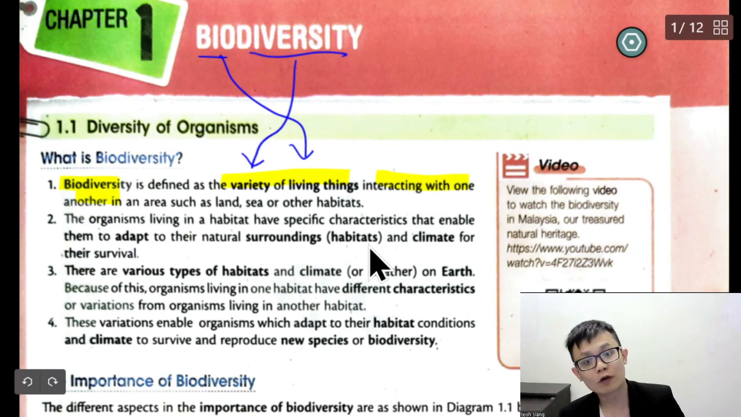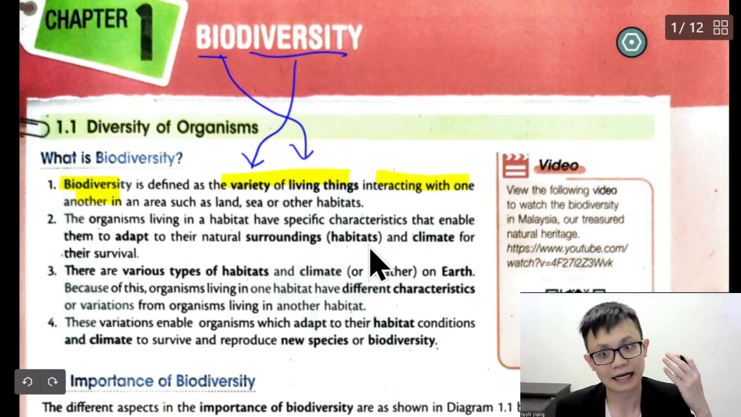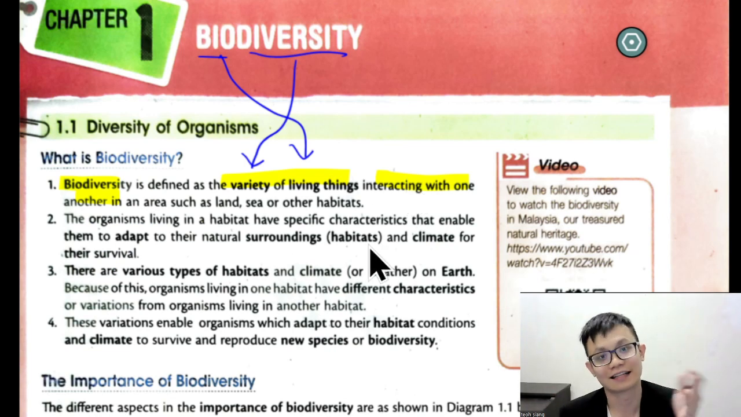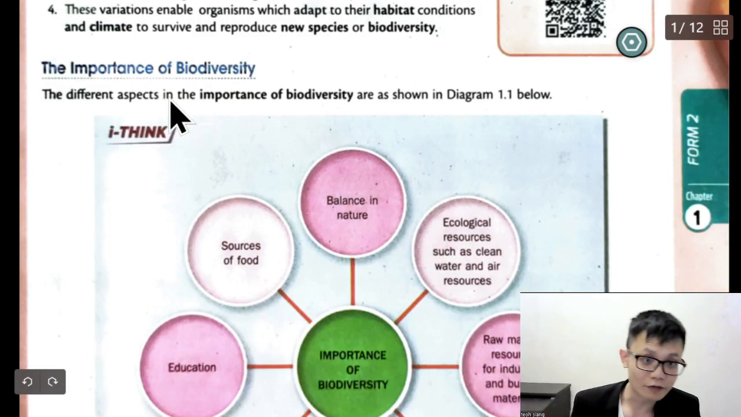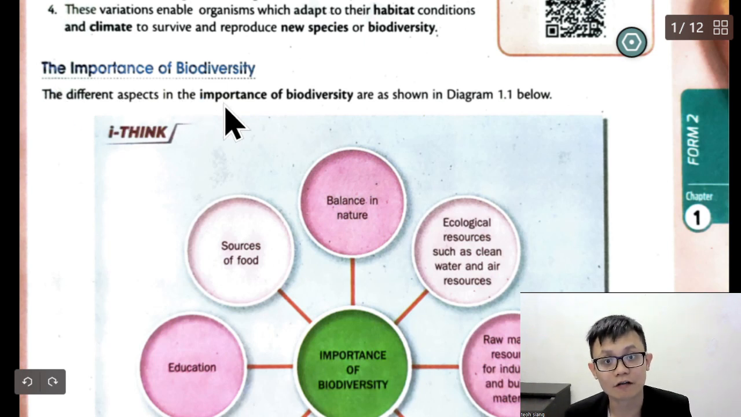In biodiversity, what we are going to learn is as usual what you learned in standard 5 and standard 6, because it's still the same thing that we want to talk about: the interaction, the living things, the ecosystem, and so on. So what we want to learn is the importance of biodiversity.